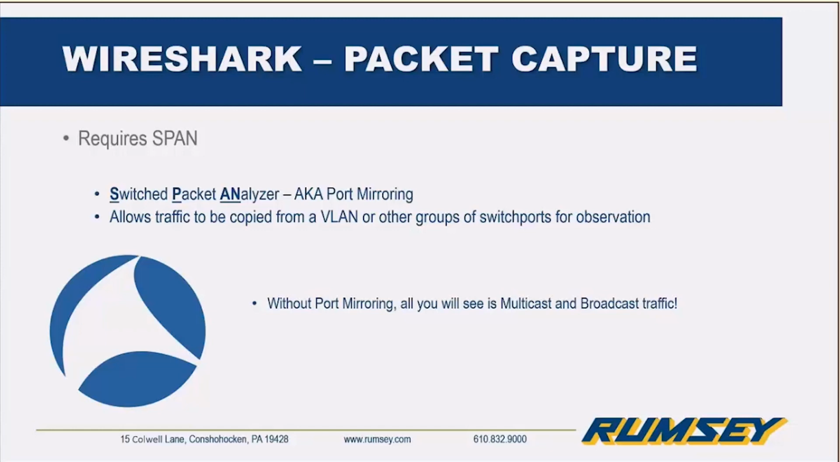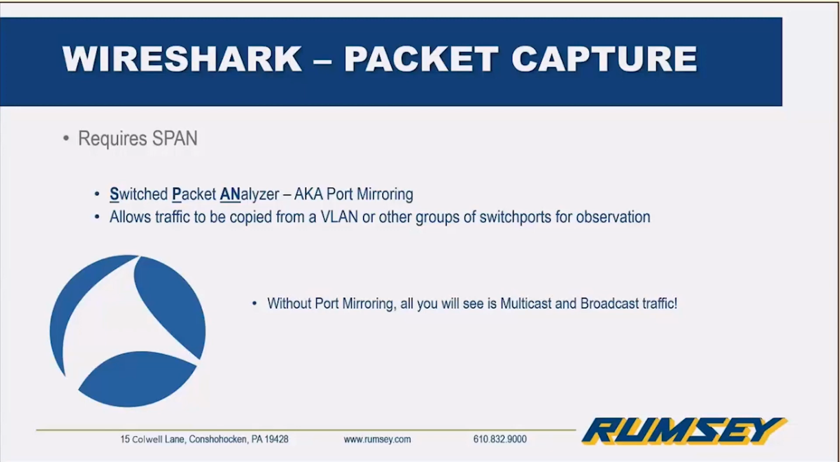So the main problem with attempts to use Wireshark stem from not understanding what's seen and not understanding where to capture the data. Wireshark requires a SPAN, a switch packet analyzer, or port mirroring to be active. What this does is mirror a copy of the traffic from active switch ports to a single monitoring port. Without this, all that can possibly be seen is multicast and broadcast traffic, because when you plug into that switch running Wireshark on your PC, you become a node on that network. You cannot observe what's going on the switch unless it is hitting your interface.